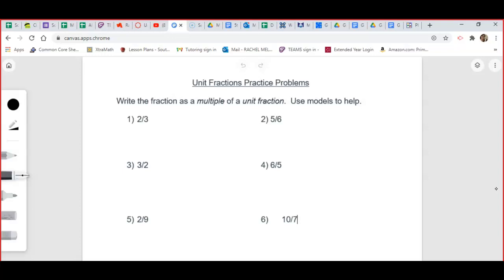I kind of already did 2/3 in that, didn't I? Okay, so let's do that again. So a model of 2/3, remember thirds are like peace signs, right? So if I color in 2 of them, okay, remember it's always going to go back to this: blank groups of blank.